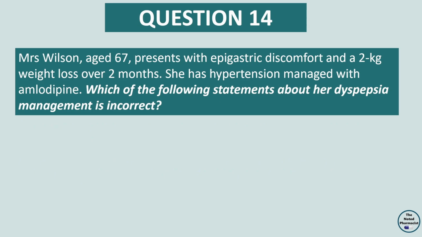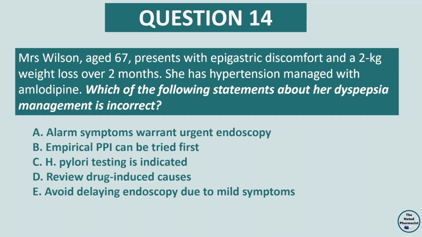Question 14. Mrs. Wilson, aged 67, presents with epigastric discomfort and a 2 kg weight loss over 2 months. She has hypertension managed with amlodipine. Which of the following statements about her dyspepsia management is incorrect? Option A, alarm symptoms warrant urgent endoscopy. Option B, empirical PPI can be tried first. Option C, Helicobacter pylori testing is indicated. Option D, review drug-induced causes. Option E, avoid delaying endoscopy due to mild symptoms.